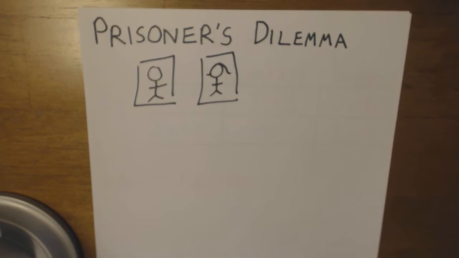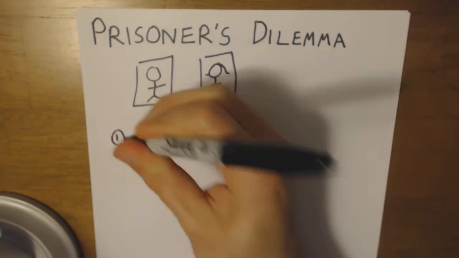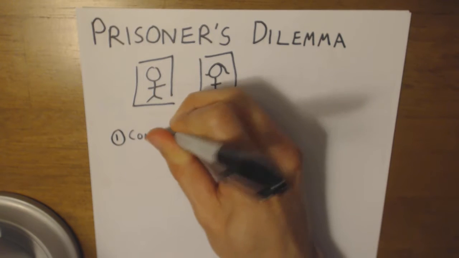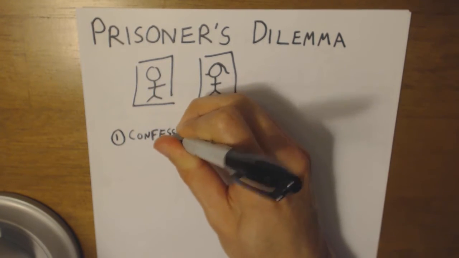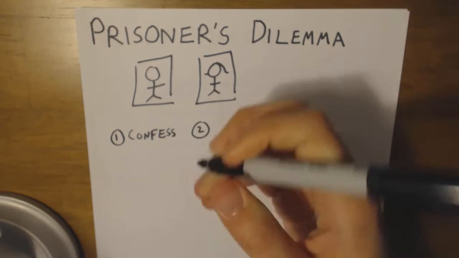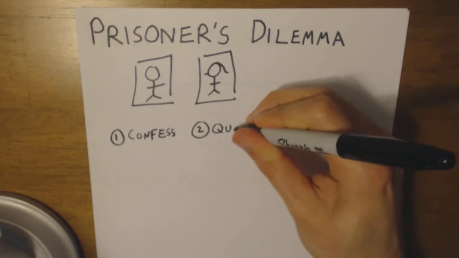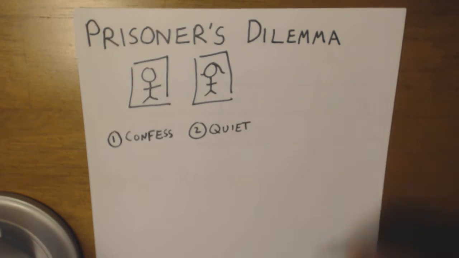So, what are their actions in this game? Well, they can either 1. Confess to committing the crime, or number 2, keep quiet about committing a crime. Keep quiet. I'm just going to write quiet. And both players have both of these 2 options. And these are the only 2 actions they can choose.